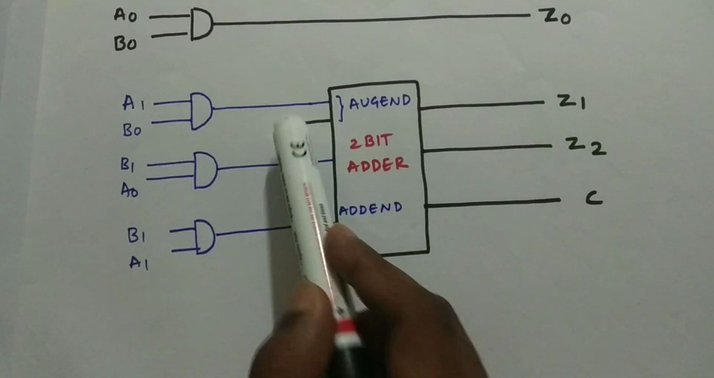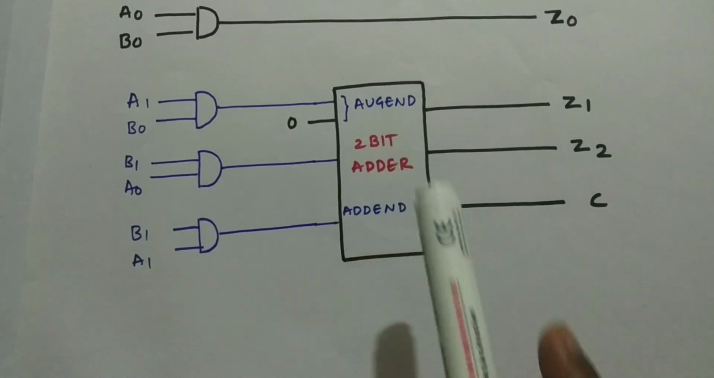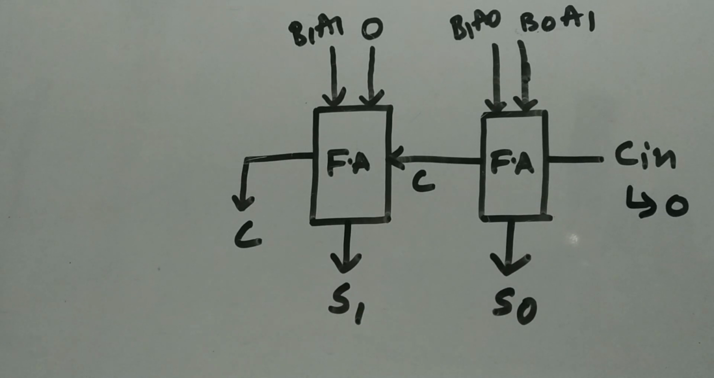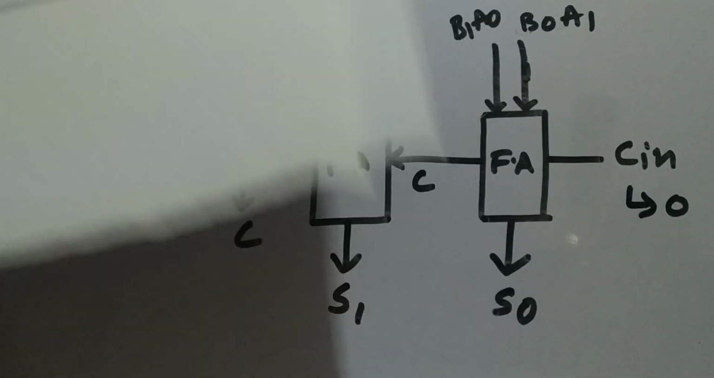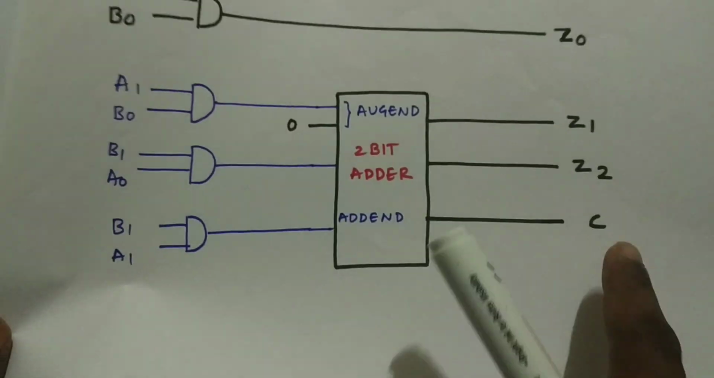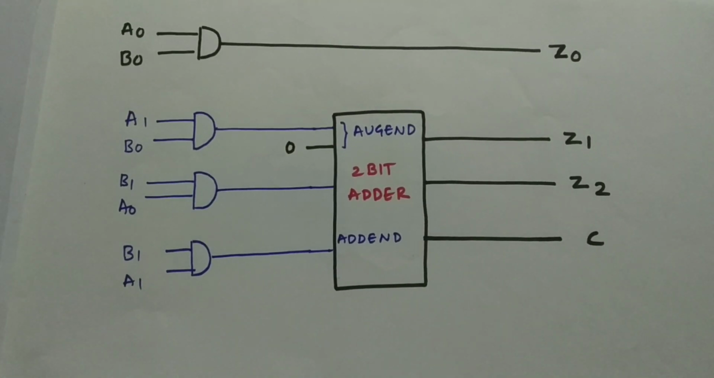We need to add the 0 over here. I've shown you where the 0 is. Whatever I've shown you, the previous circuit will be inside this. Wait a second, I'll show you once again. So this circuit will be inside that 2-bit adder, and we'll get the outputs Z1 and Z2. Z1 and Z2 will be the sums S0 and S1 respectively, and we will get a carry. This is what the total circuit is. I hope you understood.